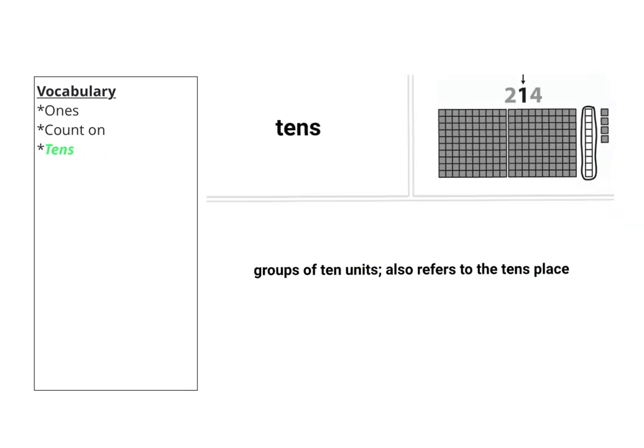And the vocabulary on this page is tens. So tens are referring to the number right in front of the ones place. So if you count on our counting blocks, you have a total of 10 spots. 1, 2, 3, 4, 5, 6, 7, 8, 9, 10. So the definition is groups of 10 units, also refers to the tens place.